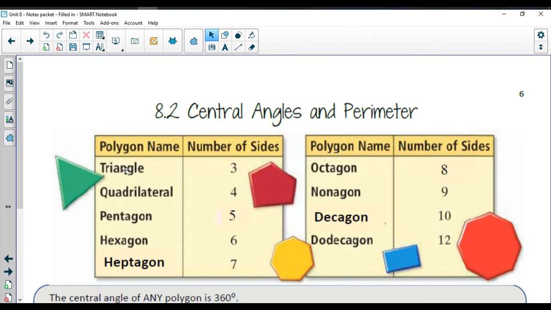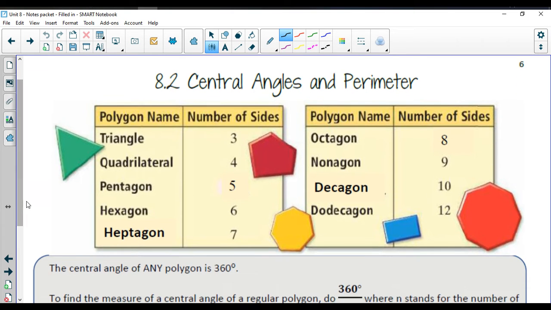A triangle is going to have 3 sides. A quadrilateral is going to have 4. A pentagon is going to have 5. A hexagon is going to have 6 sides. A heptagon, which is sometimes also called a septagon with an S out front, is going to have 7 sides. An octagon has 8. A nonagon has 9. A decagon has 10. You've probably heard the word decade before, which is 10 years. And a dodecagon is 12.